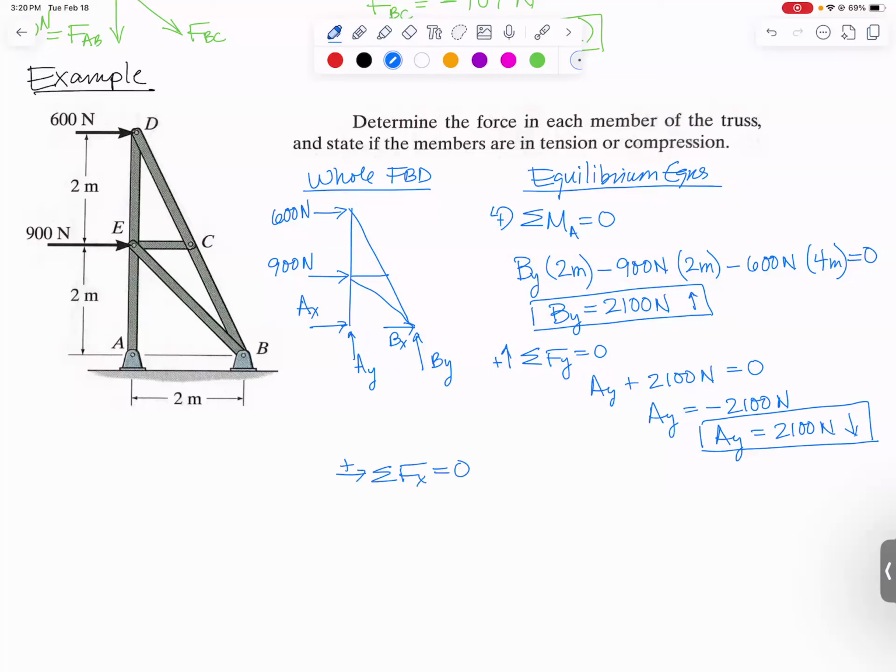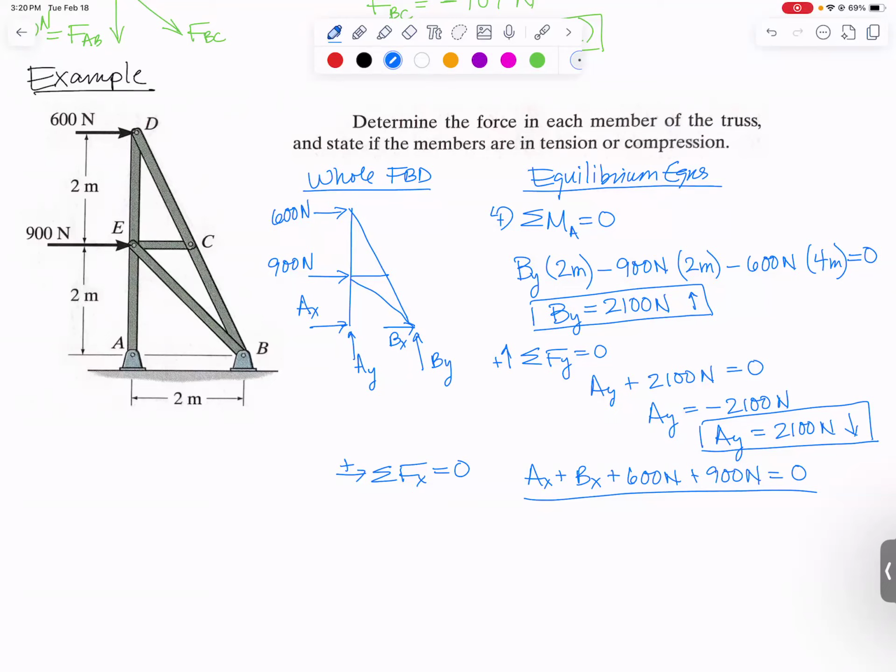Summing forces in the X, I get AX plus BX plus 600 newtons plus 900 newtons equals 0. So it's a great equation, but I can't solve for it. And there are no more equations that we can write. We've already written 3 equilibrium equations. So we're going to have to go ahead with what we know. We know 2 of them, but not the other 2.